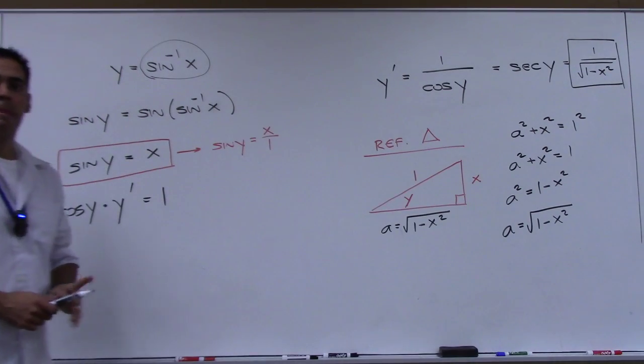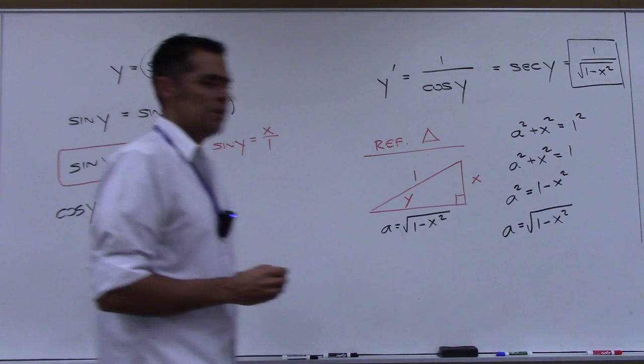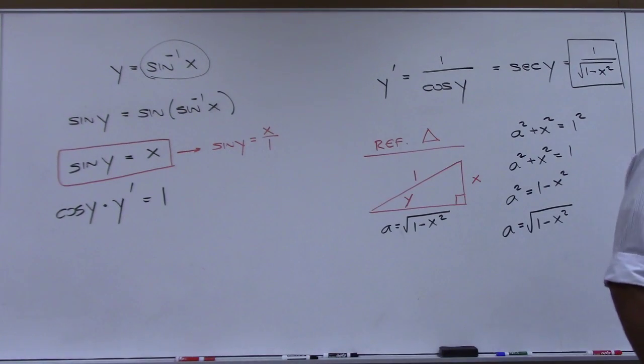Can we leave it like that? Absolutely. Leave it like that, with the square root on the bottom. Yep. So in your formula sheets, they should have it.